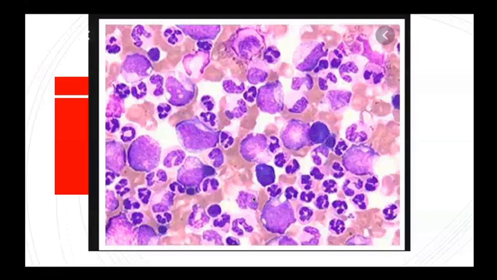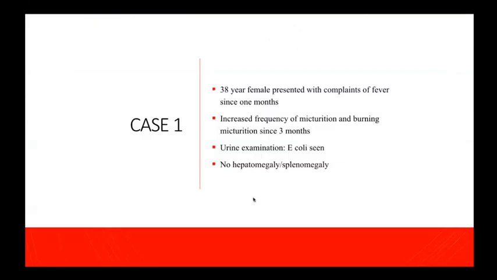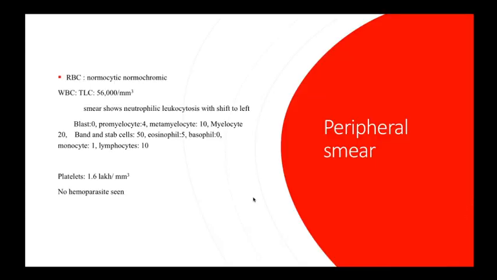For other people, I had started this lecture with two case scenarios. The first case scenario was of a 38-year-old female with complaint of fever since 1 month, burning and increased frequency of micturition since 3 months, and presence of E. coli on urine examination. There was no hepatomegaly or splenomegaly. On peripheral smear, RBCs were normocytic normochromic with neutrophilic leukocytosis and shift to left. There were no blasts. Promyelocytes were 4%, metamyelocytes 10, and myelocytes 20, with band and stab cells 50%.